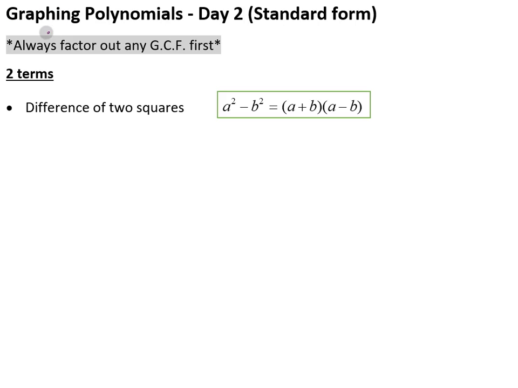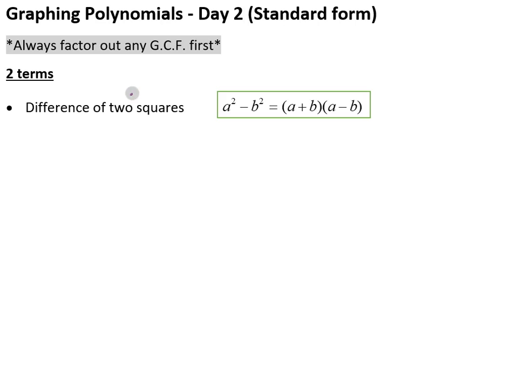All right, so for our second day graphing polynomials, we're going to need a few more factoring tools in our tool belt. To graph things that are in standard form, we're going to need to be able to find the zeros by factoring. So there's a couple of factoring formulas that we'll need. As a quick reminder, always factor out greatest common factors first. So always look for greatest common factors first.